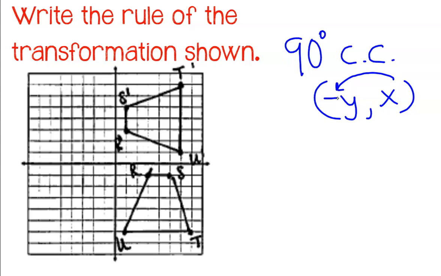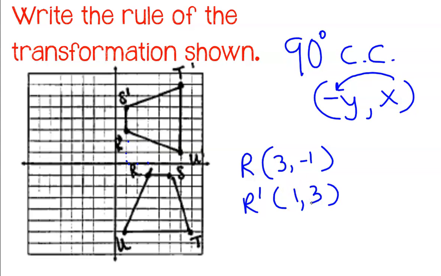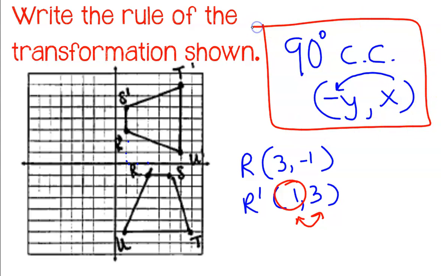If you didn't know that, then you would write down an original point, like point R, which is (1, 2), (3, -1). Then you would look at the new point, R prime, which is (1, 1), (2, 3), and you can see, literally, the numbers have swapped positions and you've changed the sign of the first number. That is the rule. And that's how you write the rule. You go find the formula from the notes and you copy it down. That's it.